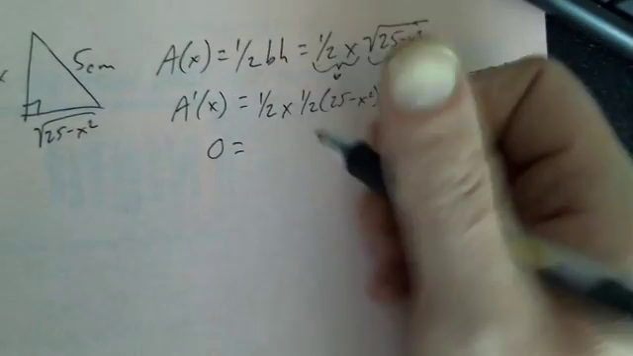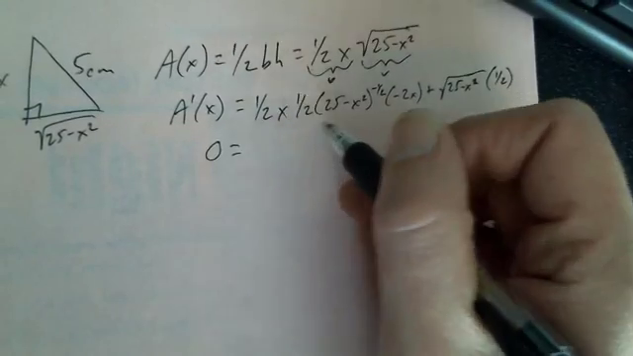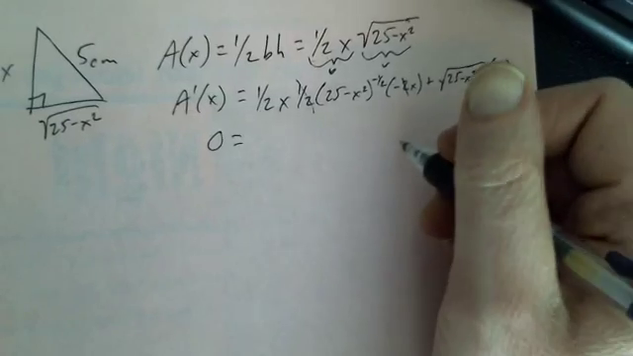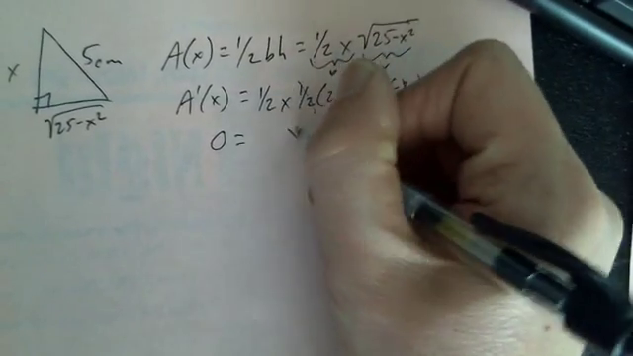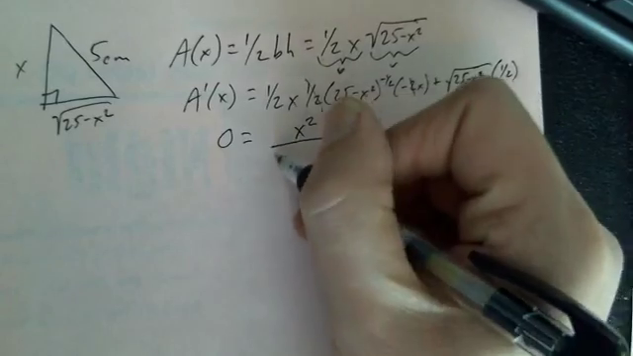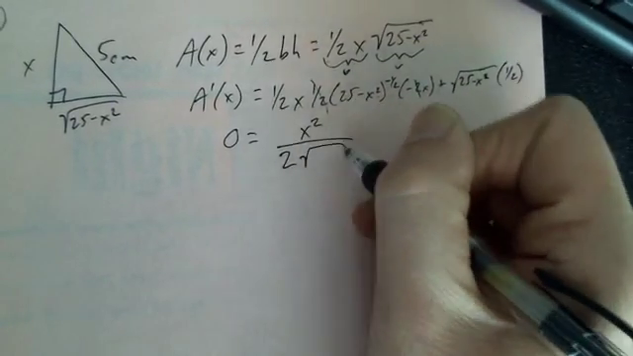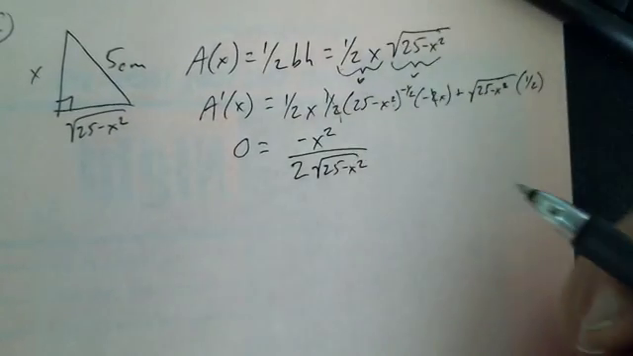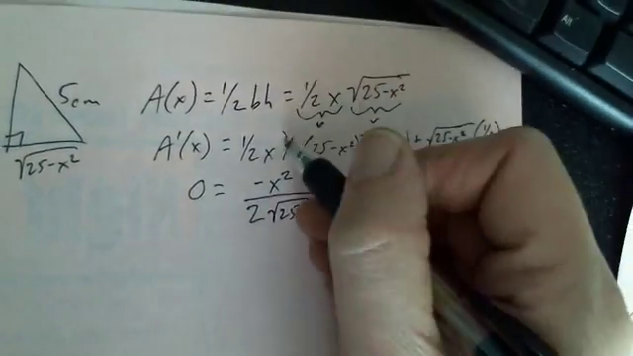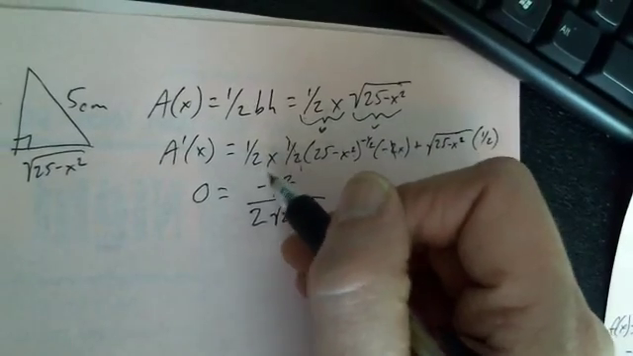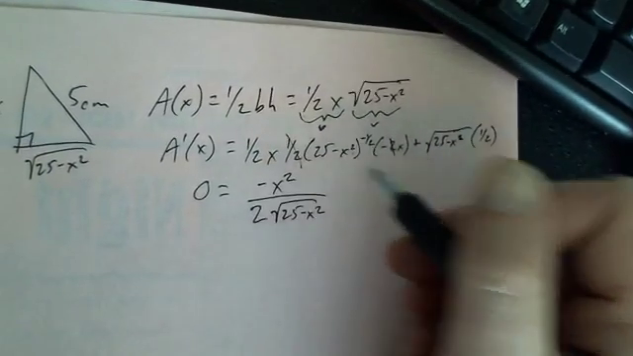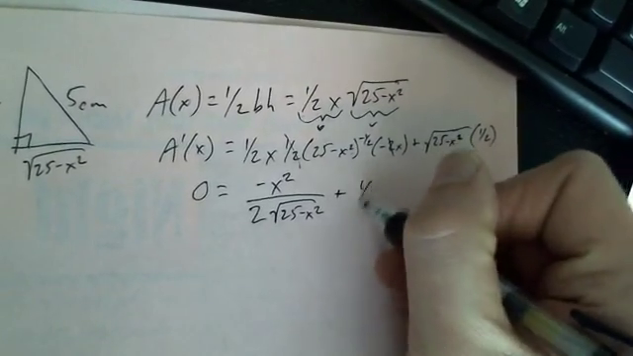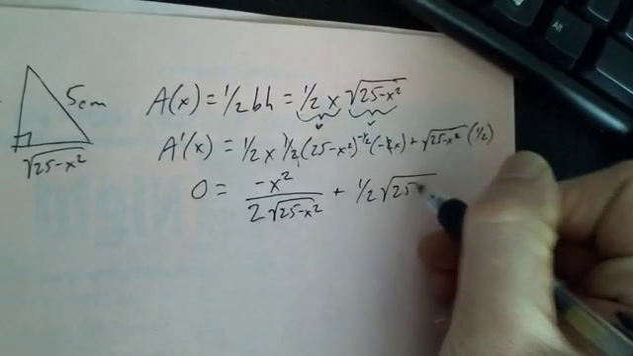So, cleaning this up, let's see here. On top, bottom, we can cancel this 1/2 and that 2. We have x squared on top. On bottom we have a 2, and then this. And this is negative, so that cancels with that. 2 x's, a 2, that goes down there. And then this one, still just 1/2, 25 minus x squared.